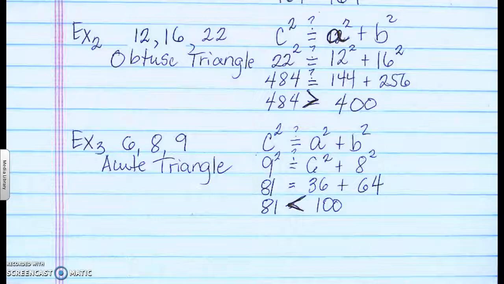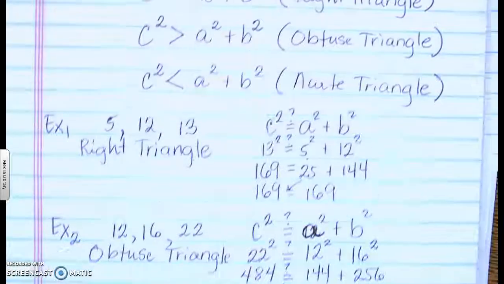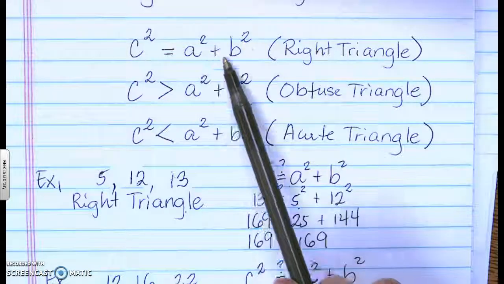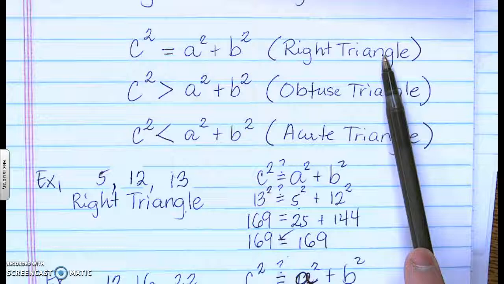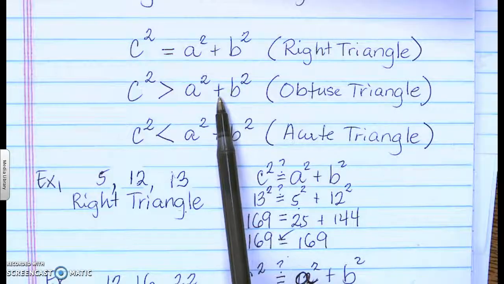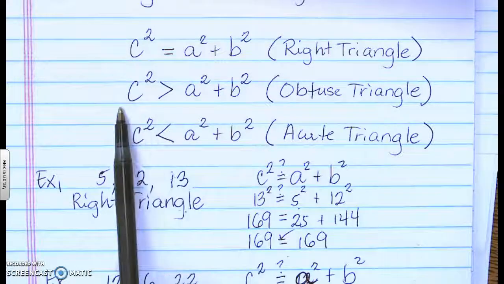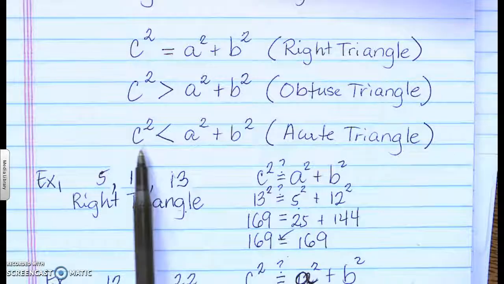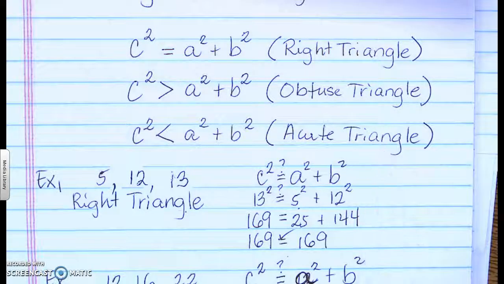Okay, just to finish this lecture off, let me go back to our important equations. After doing the a squared plus b squared, if it is equal to c squared, it's a right triangle. If you do a squared plus b squared and the c squared is greater than that, it's an obtuse triangle. However, if the c squared is less than the a squared plus b squared, it is an acute triangle.